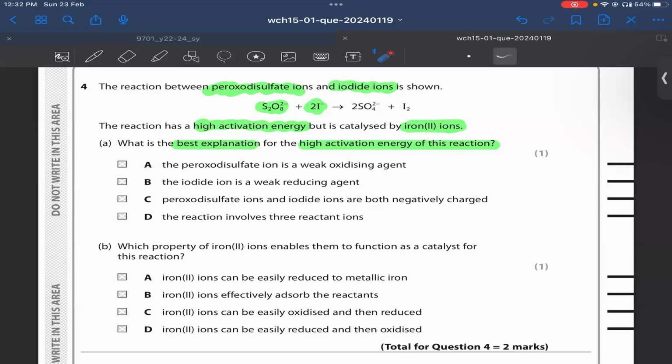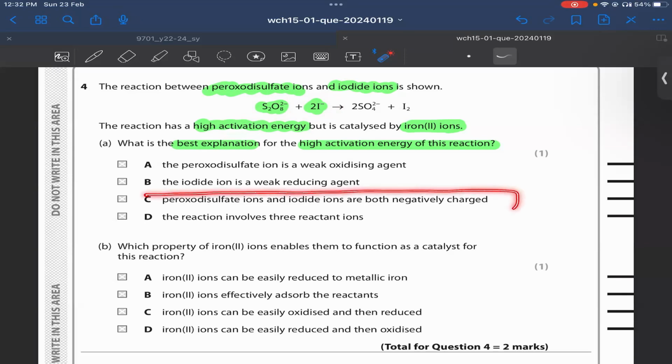Let it be the first one. No, actually, they both are very good oxidizing and reducing agents, but because there is negative charge on both of them, they will repel each other. If you remember, we've discussed this as well. So we'll have to put a lot of energy to make them react, and that's why they have very high activation energy.